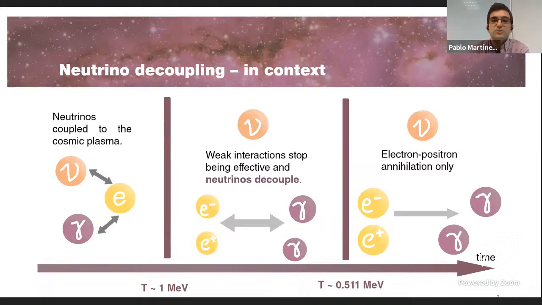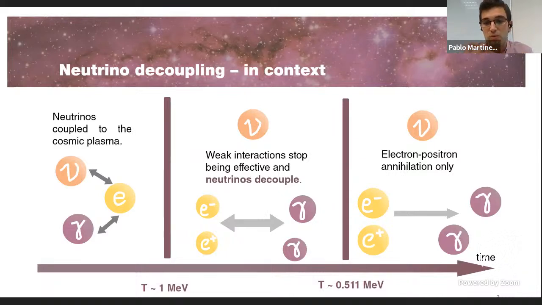So first, to just put the whole thing in context, I'm going to explain quickly the process of neutrino coupling. In the early universe, at temperatures larger than 1 MeV, approximately, neutrinos are tightly coupled to the cosmic plasma through interactions with electrons, which at the same time interact with photons. But at some point, for a temperature around 1 MeV, weak interactions stop being effective, and so neutrinos effectively decouple from the rest of the cosmic plasma, and they evolve freely, whereas the electron, positron, photon plasma is still coupled.